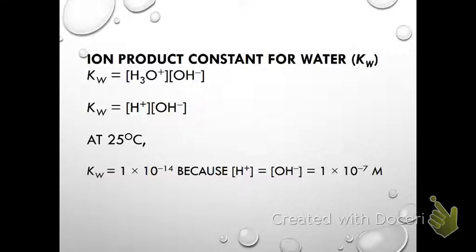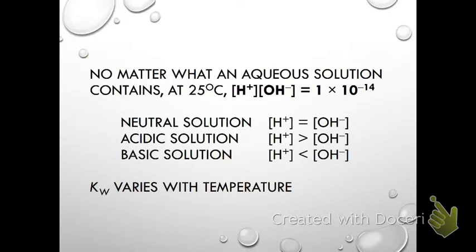We're almost there for today, and then we're stopping. No matter what, an aqueous solution at 25 degrees Celsius always has 1 times 10 to the negative 14 as the product constant. If it's neutral, they're equal. If it's acidic, then you have more hydrogen concentration than hydroxide. If it's basic, you have more hydroxide than hydrogen. Simple as that.